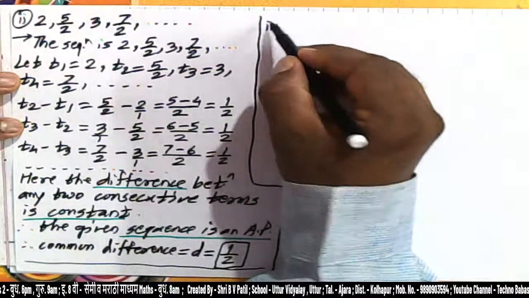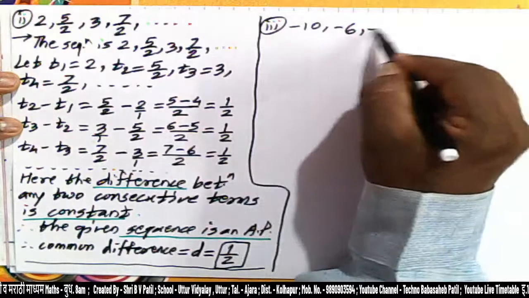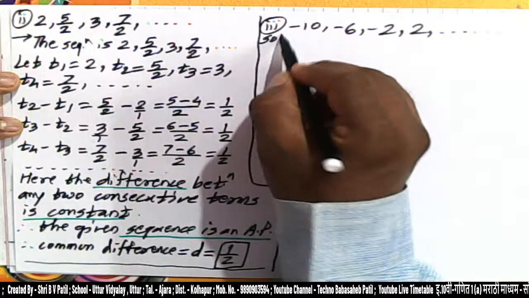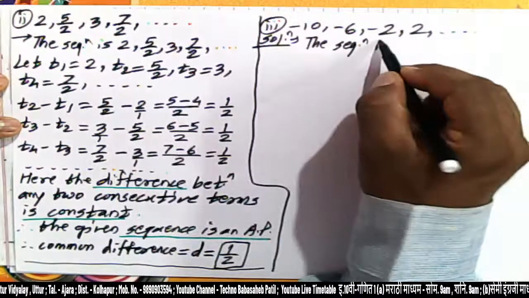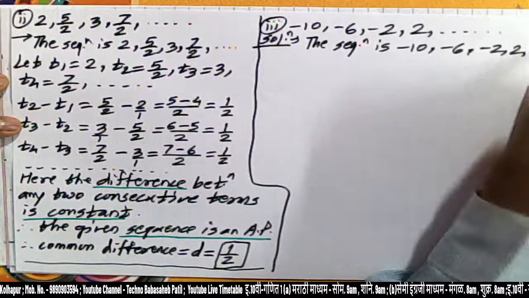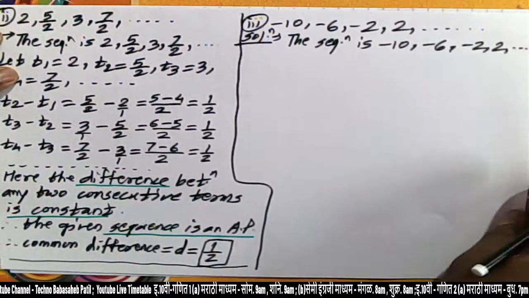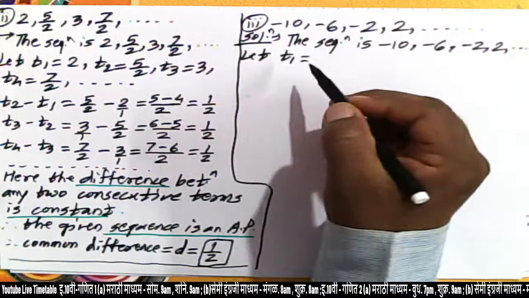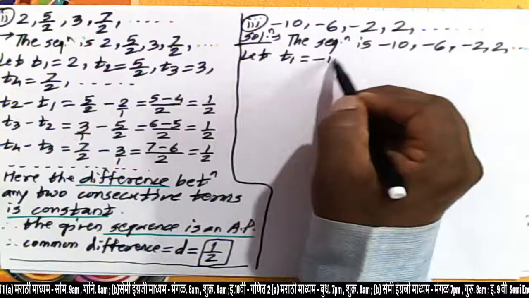Then next example, minus 10, minus 6, minus 2, 2 and dot. Solution, sequence is the given sequence we write here. Let first term denoted by T1 and its value is minus 10.